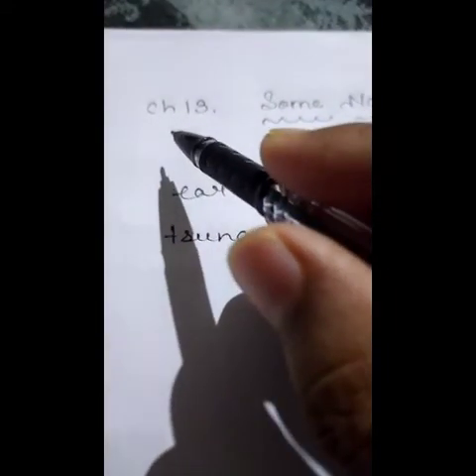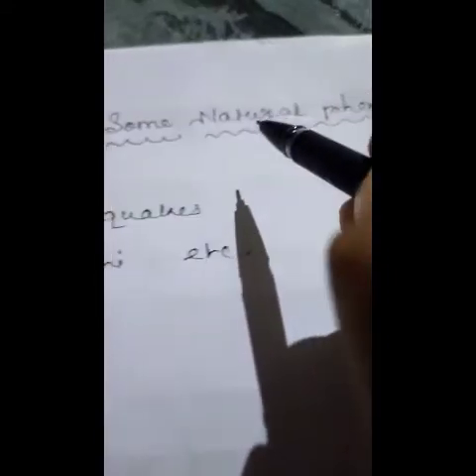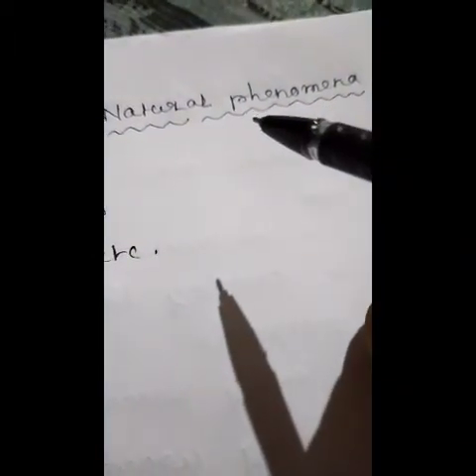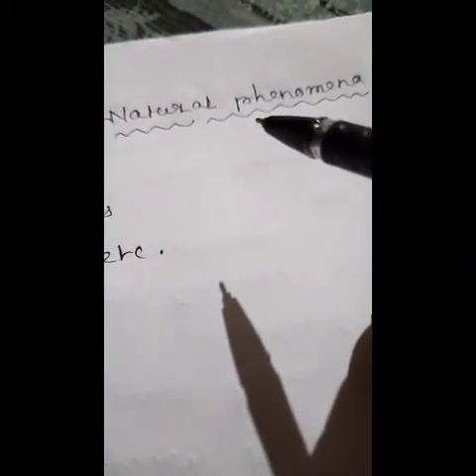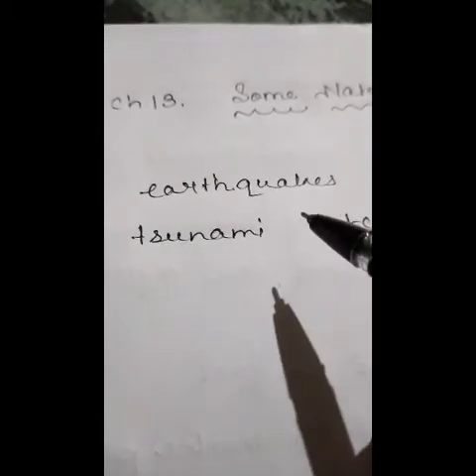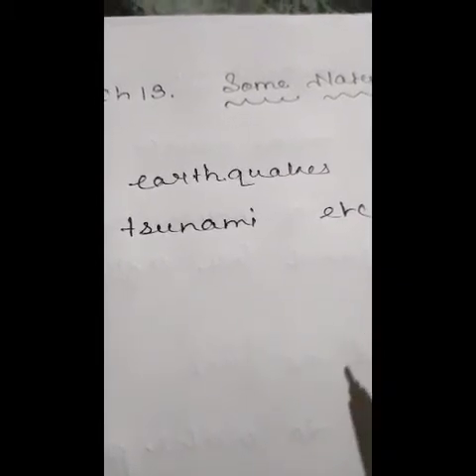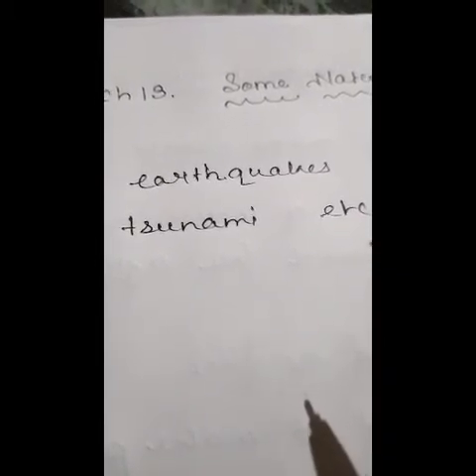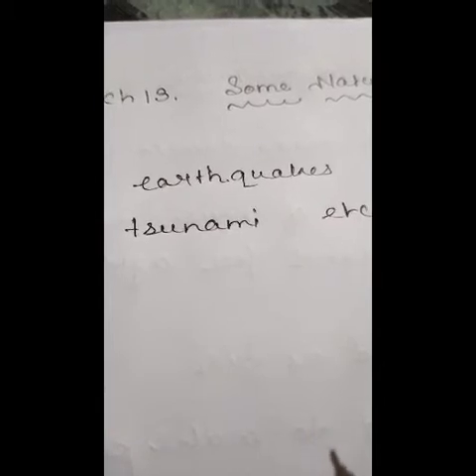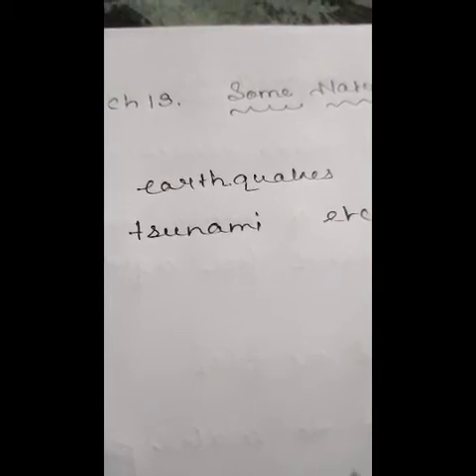Good morning, students. Today we will study chapter 13, Some Natural Phenomena. The natural phenomena that occur in nature are examples such as earthquakes, tsunamis, etc. In this chapter, we study electric surges that are linked with lightning.